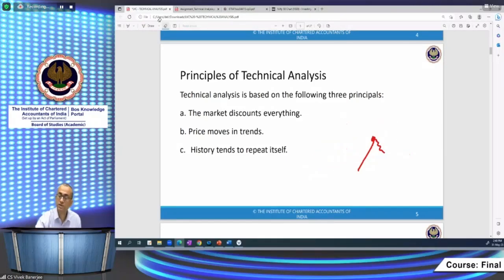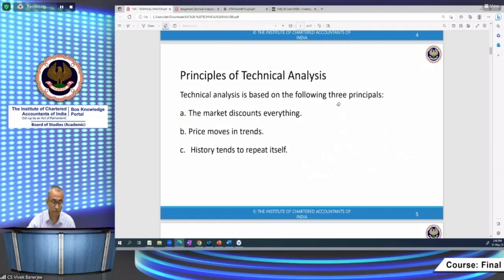So if you see an upward trend, it indicates that it will continue for some time. Now the third principle of technical analysis is that history tends to repeat itself.